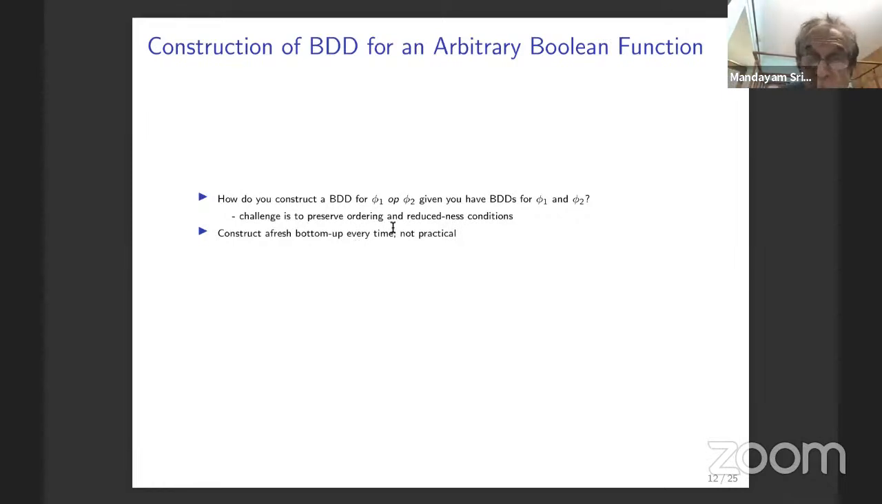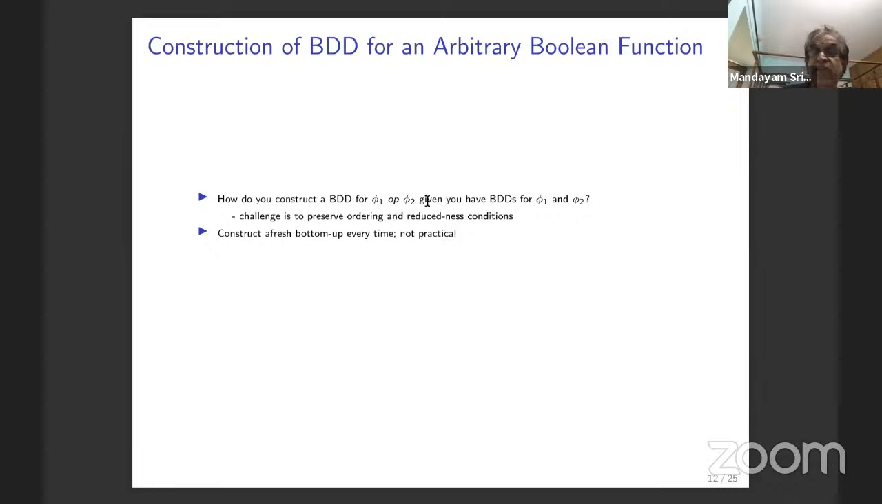You really want a procedure where, assuming you've already constructed BDDs for the arguments, you find a way of merging, so to speak, the two things in such a way that you can construct an order-preserving ROBDD, for the same ordering, for phi1 op phi2. These algorithms all walk through the BDD for each of the arguments, phi1 and phi2.